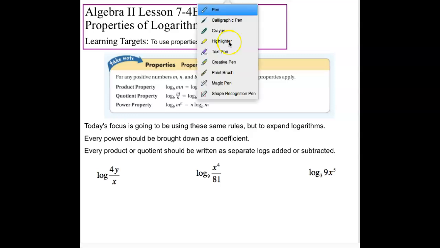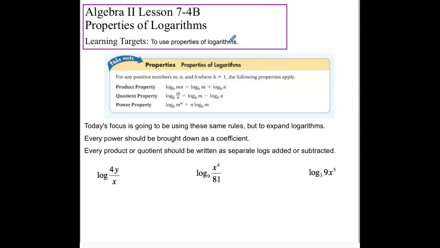The first one says that if we have the log of a product, we simply add the 2 individual logs together. The second one says if we have the log of a quotient, we are subtracting the 2 logs. And the third one says if we have the log of something to a power, that power can be moved out front and we multiply it to the log of m.